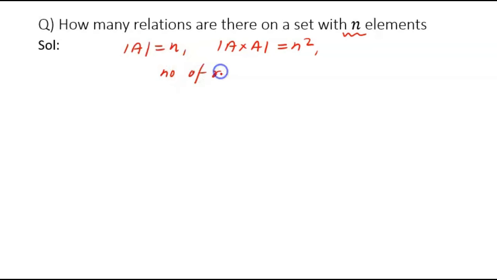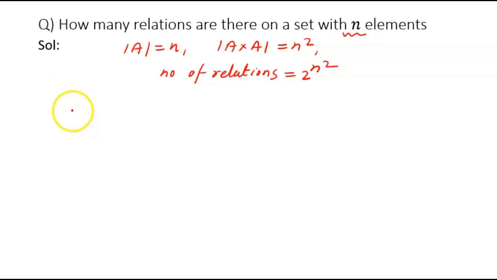So here we have a question: how many relations are there on a set with n elements? I have already answered that the number of elements in A is equal to n, the number of elements in A cross A is equal to n square, so the number of relations is 2 to the power n square. Keep this in mind.